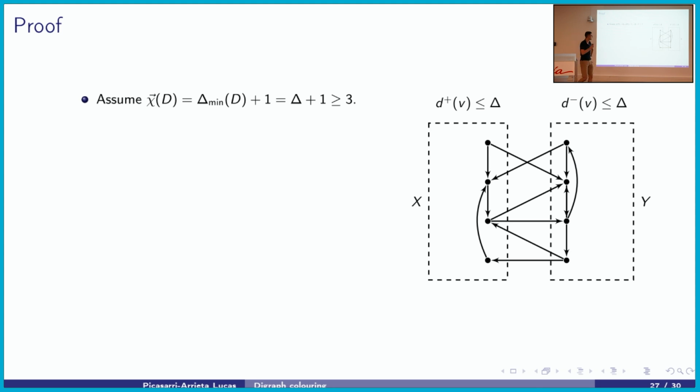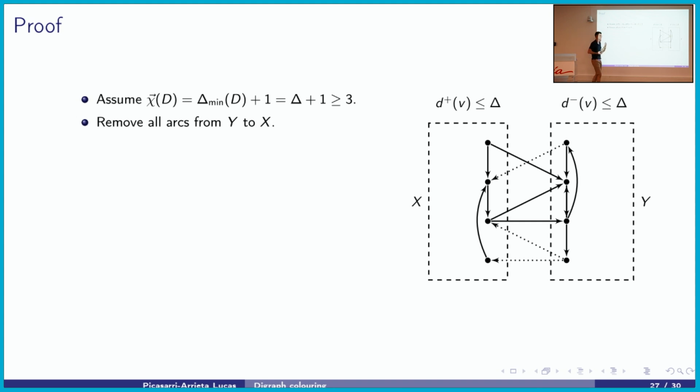Now I would like to show you the proof because it is short. So assume that we have a digraph D for which the dichromatic number is exactly delta min plus 1. Then we'll show that either delta is 2 and D contains a digon, or delta is at least 3 and we have this bidirected complete graph dominating another bidirected complete graph. So what we do is first we partition the vertices in 2 parts, and in X we put every vertex with out degree at most delta, and in Y we put every vertex with in degree at most delta. And if some vertex satisfies both inequalities, we just put it arbitrarily on one side.